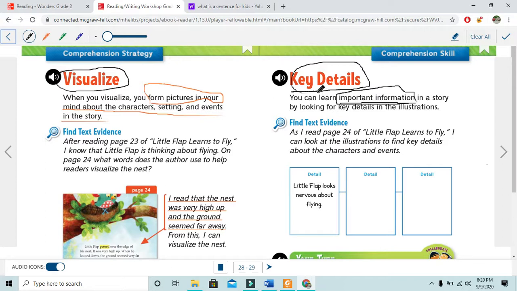So again, what are the key details? The key details are the important or the most important information in the story. When you read them, you can understand what happened in the story. So don't forget that. The word key tells you about something important. And details, this means what happened in the story.